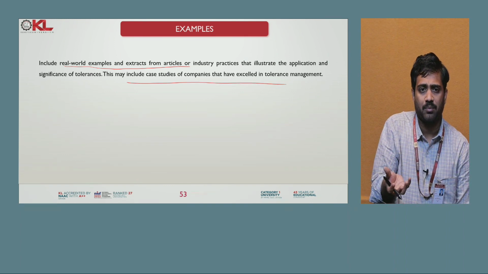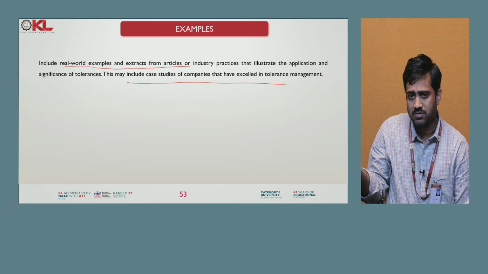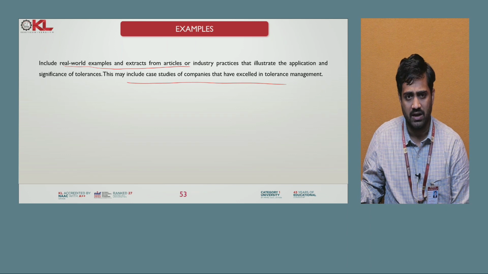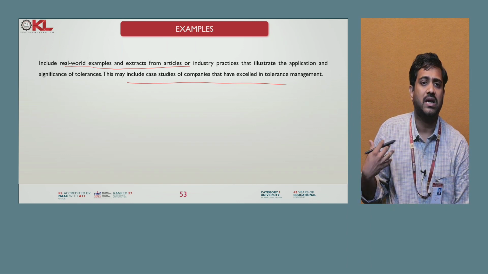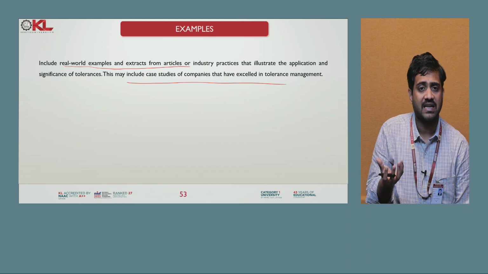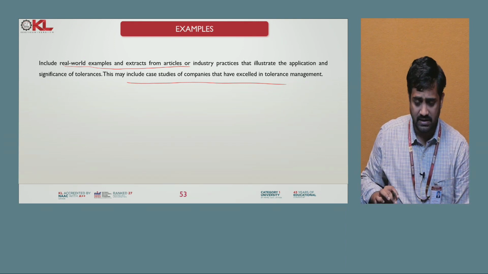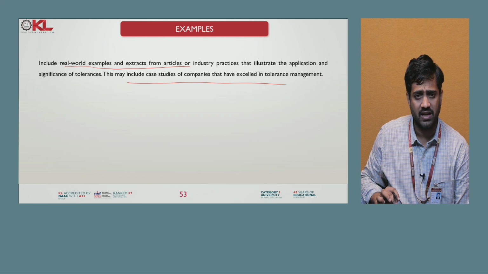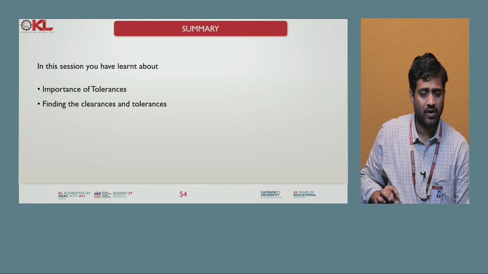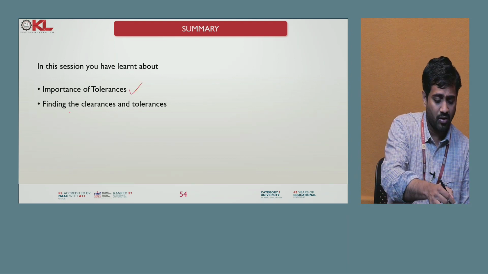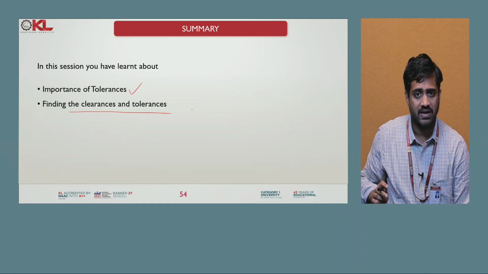Take any particular company, any parts manufacturing company, a spare part manufacturing company, take a bolt and nut assembly and try to get some information from that. Try to understand the application and significance of the tolerances in an assembly for every part from the manufacturing industries or any industry practices. In this session so far, you learned about the importance of tolerances, different types of tolerances, unilateral and bilateral, and how to find the clearances and tolerances.